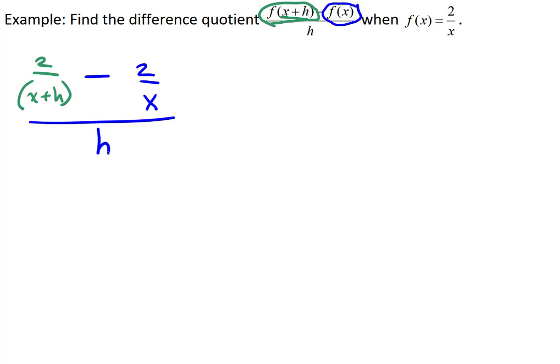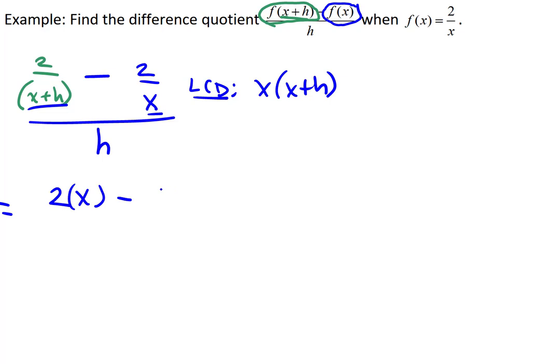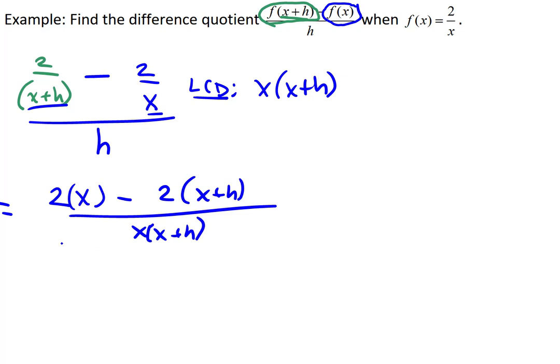This is a complex fraction where we'll have to combine terms in the numerator with an LCD. And for the expressions x plus h and x, our LCD would be the product of those, x times x plus h, which means overall this expression could be 2 times x minus 2 times x plus h all over x times x plus h as the LCD. Now that's the major numerator, which is all still over h.